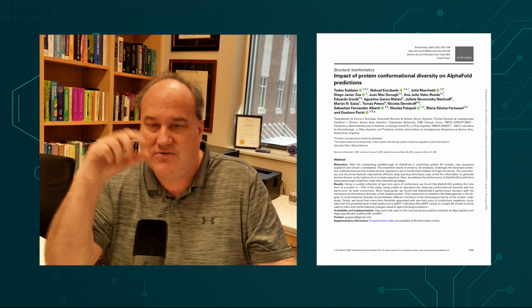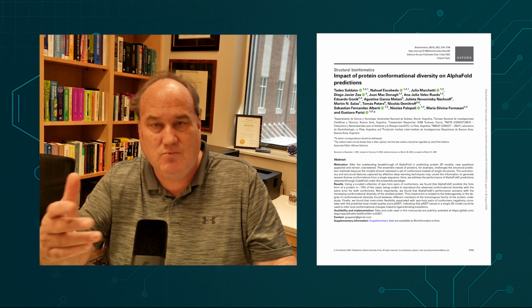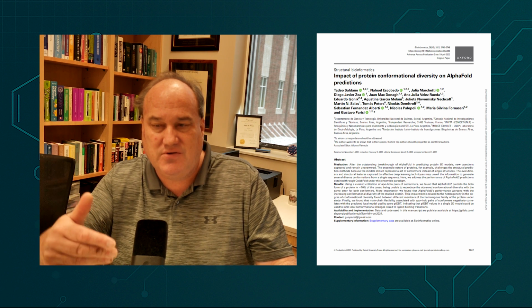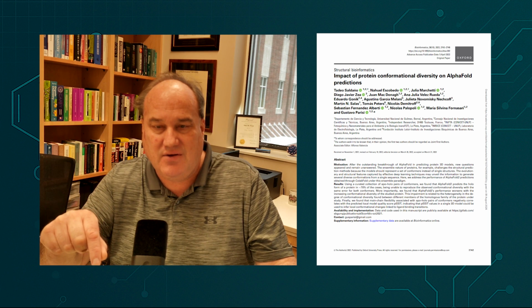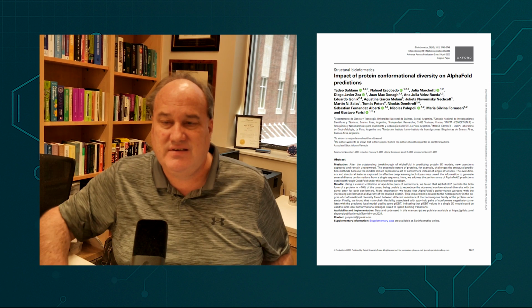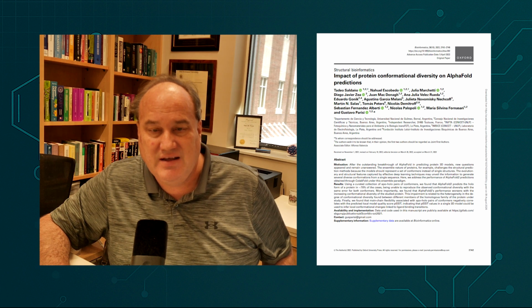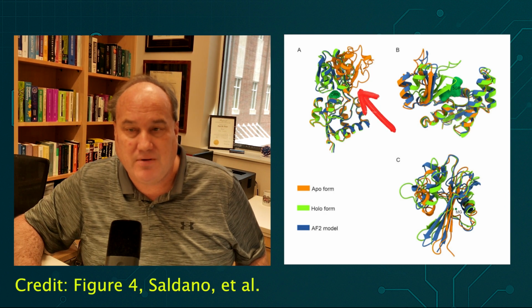in Bioinformatics, the journal Bioinformatics. And that was entitled The Impact of Protein Conformational Diversity on AlphaFold Predictions. And so in this paper, the authors evaluated how AlphaFold handles proteins known to undergo major structural shifts. What did they conclude? Well, AlphaFold is remarkably good at pinning down a dominant structural state. It frequently struggles to predict alternative functional conformations or capture structural diversity, as illustrated in Figure 4 from the paper.